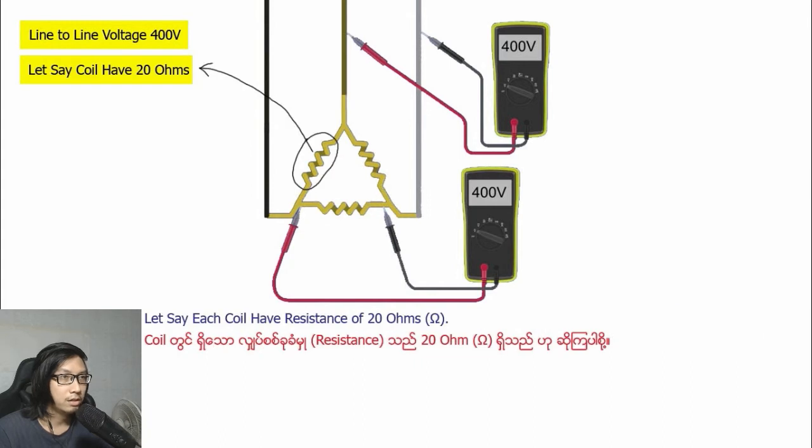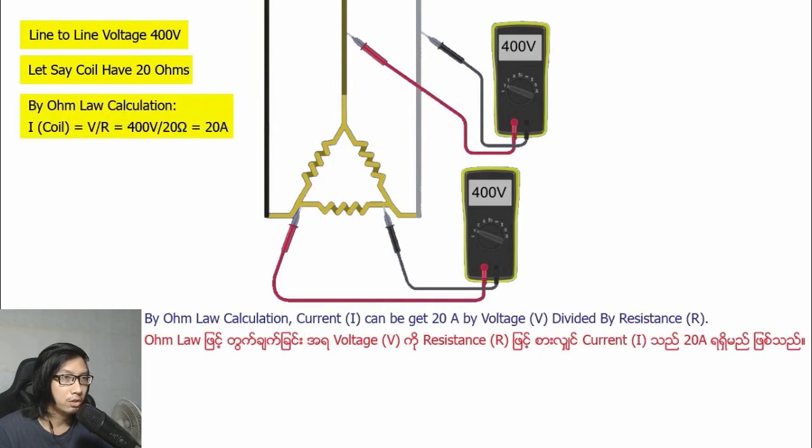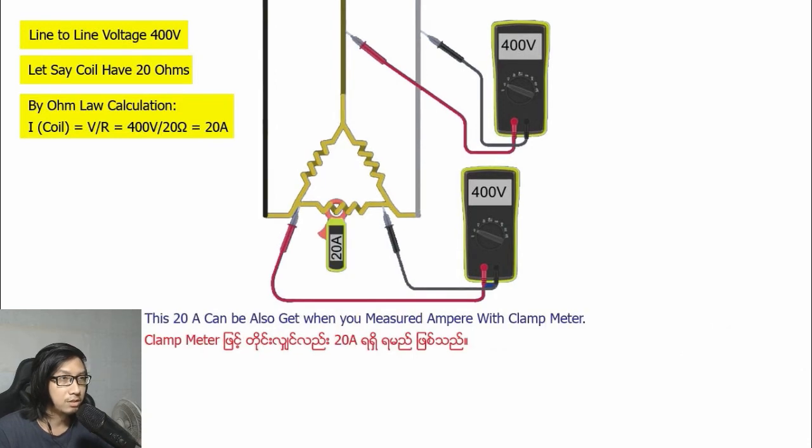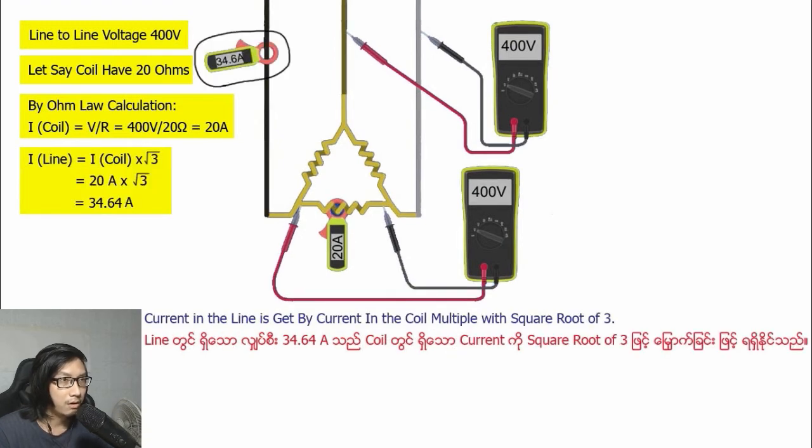Let's say each coil has resistance of 20 ohm. By Ohm's law calculation, current I can be found as 20 ampere by voltage V divided by resistance R. This 20 ampere can also be obtained when you measure ampere with a clamp meter. Current in the line is found by current in the coil multiplied by square root of 3.